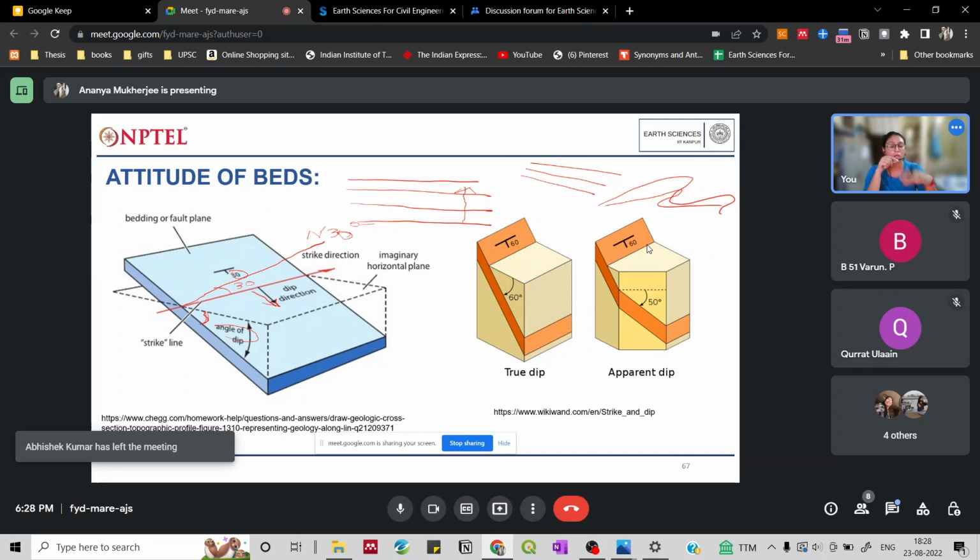which is used for understanding the orientation of beds and the different geological structures, and also helps you understand whether it's a good foundation or not for major geological structures. Now we have two kinds of dips: the true dip and the apparent dip.